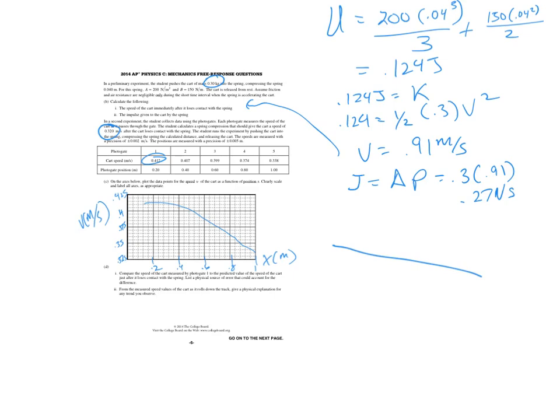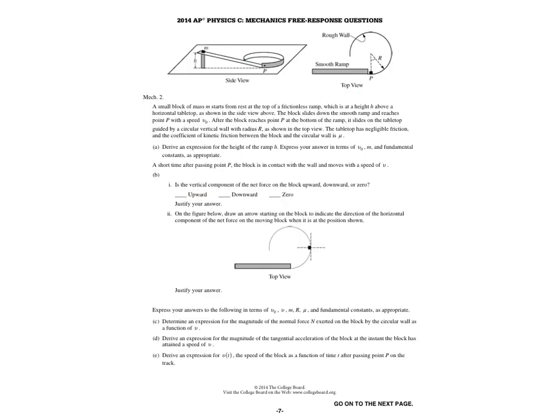Next up. All right. I like this one. I thought this was a pretty fun one. So essentially, for A, we need to derive an expression for the height of the ramp, put it in terms of v naught, m, and a fundamental frequency.